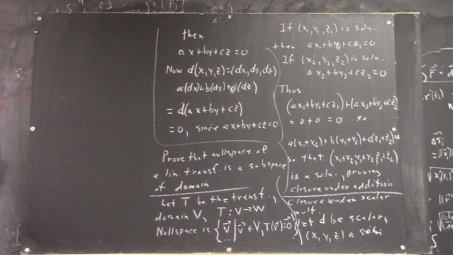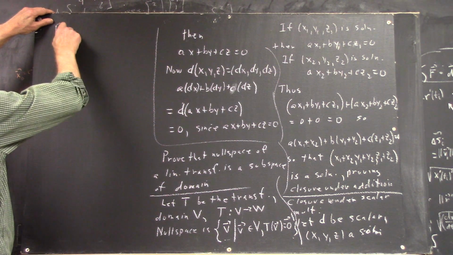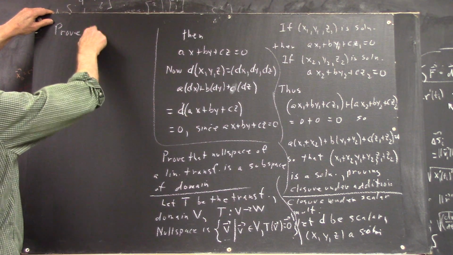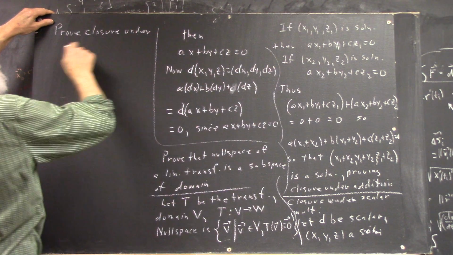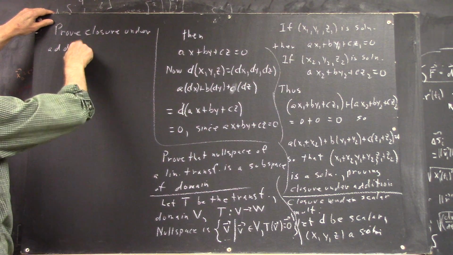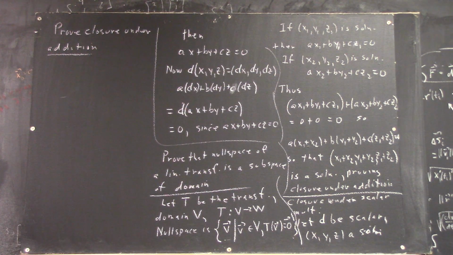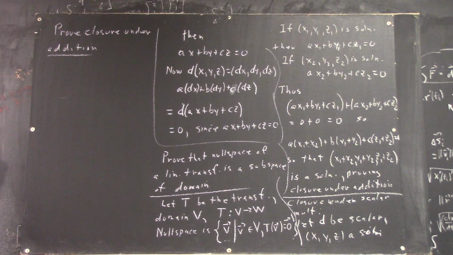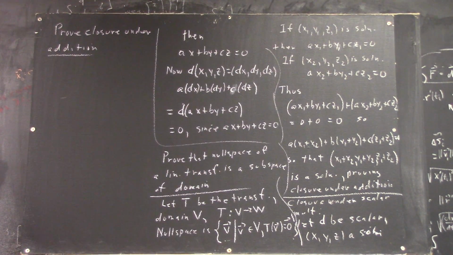So, what do we have to prove? Prove closure under addition. So write out for me how you would go about beginning to prove that, or write out the whole proof. I think you could probably do it, but let's see what you can do here.